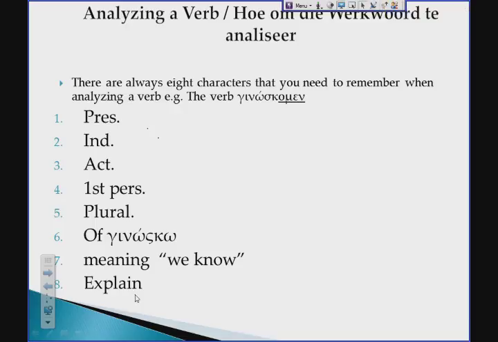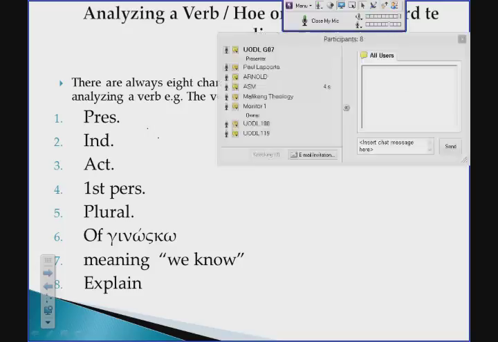Okay, Paul, I see now your microphone is open. Speak to me. Paul, speak to me. You seem to be having difficulties with your microphone. Yes, Chief. Yes, you're welcome, Paul. Okay. Are you in the Afrikaans class, Paul? Your microphone is open.